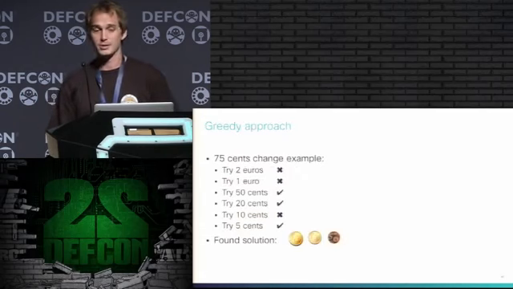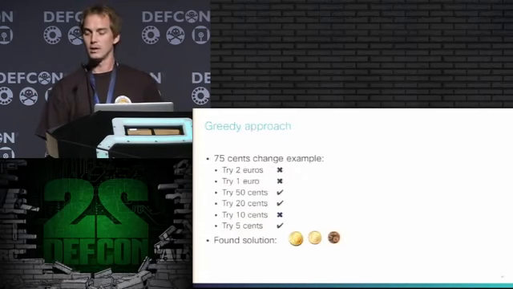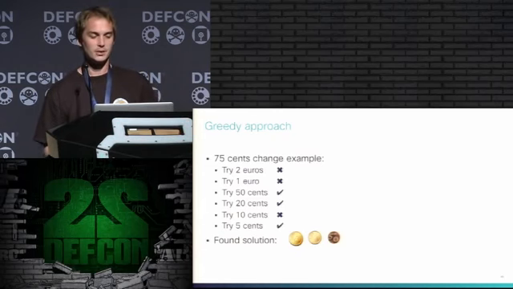So coming back to the 75 cent problem, trying to return 75 cents using the greedy approach, you just go down the list of your coins and take the biggest one which fits in. In this case, 50 cents, 20 cents, and 5 cents.